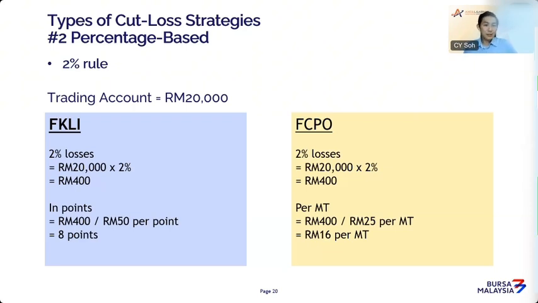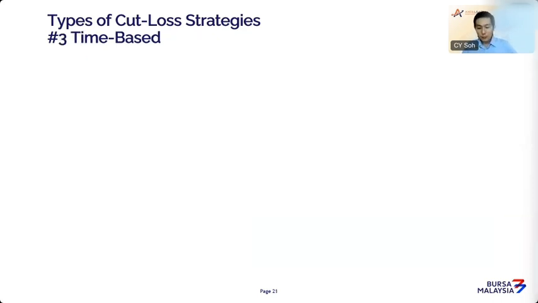The benefit of the percentage approach is that, yes, it gives you consistency in terms of a fixed percentage. However, the condition for utilizing this percentage base is that it is especially useful for a large trading account, for example $100,000 and above. As you grow your trading account to become very large, percentage-based cut loss would make better sense. Now the third method is time-based cut loss.